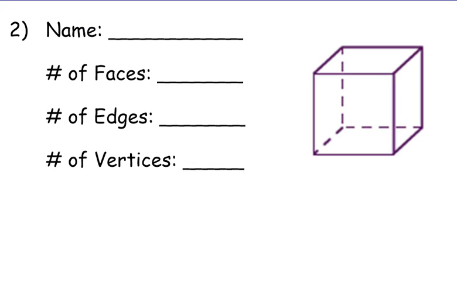Alright, so let's look at another one here. So this is called a cube. And a cube looks a lot like a rectangular prism. Alright, so how many faces does a cube have? Well, it has the top and the bottom is 1 and 2. And then it has the ones on the sides. 1, 2, 3, 4. So 2 plus 4 is 6.